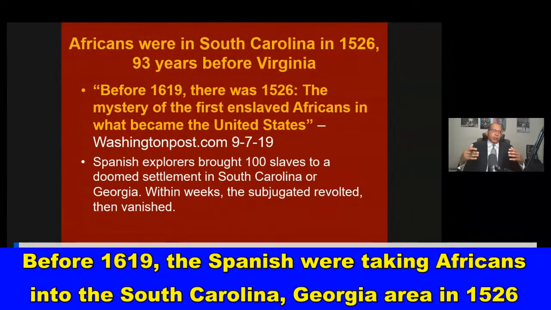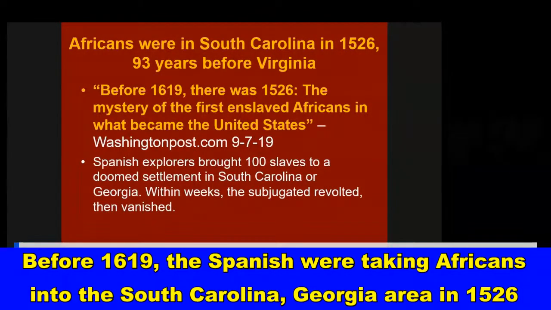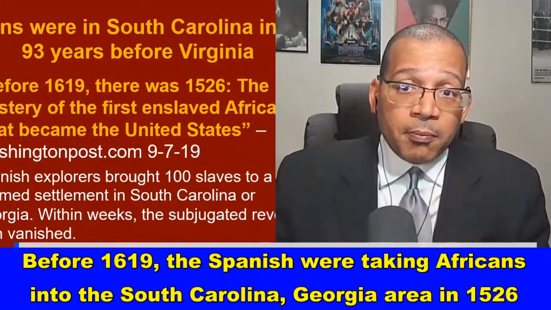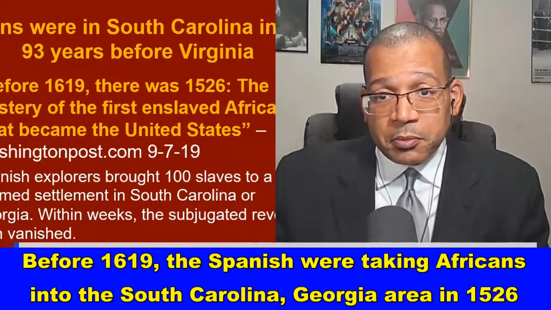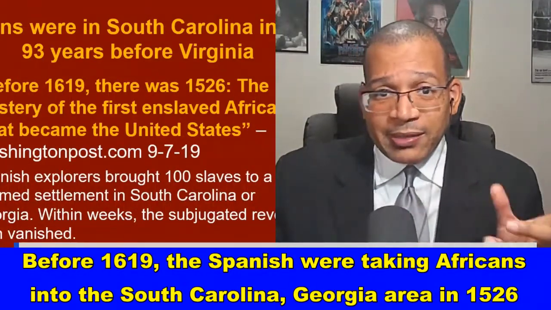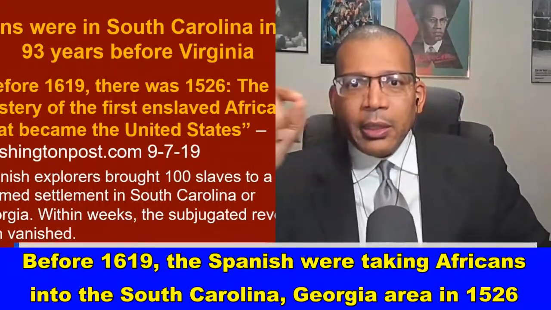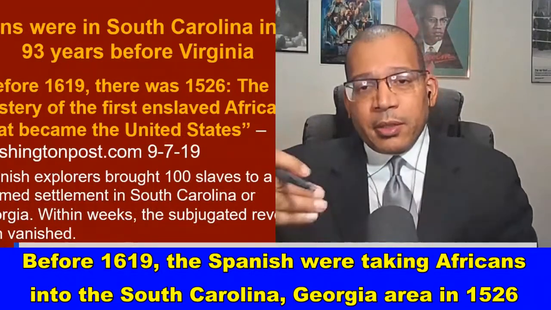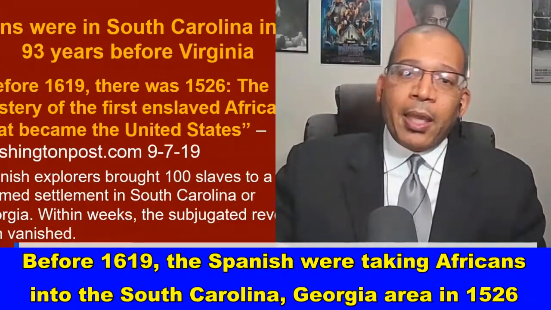The Spanish tried to set up a settlement, but it was a failed settlement. Spanish explorers brought 100 African slaves to a doomed settlement in South Carolina or Georgia. Within weeks, the subjugated revolted, then vanished. Maybe that's why they don't want us to know about 1526, because those Africans overthrew their oppressors. So maybe that's why it's not talked about a lot. But that's 93 years before Jamestown, Virginia.